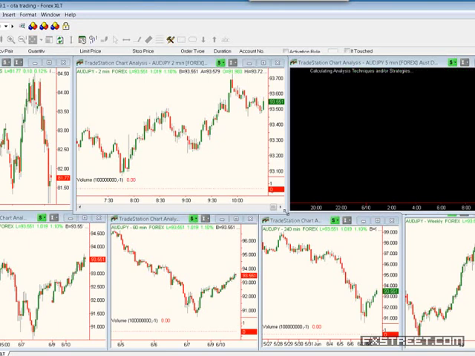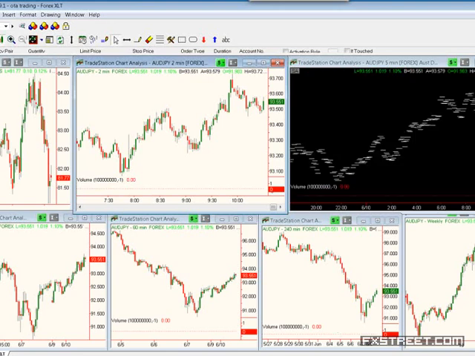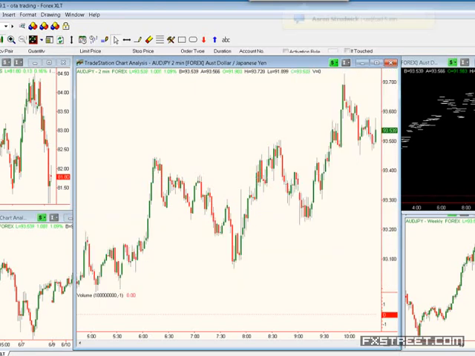Okay, so someone want to look at Aussie Yen. Let's take a look. My chart will catch up here. Sorry for the little delay. There we go.